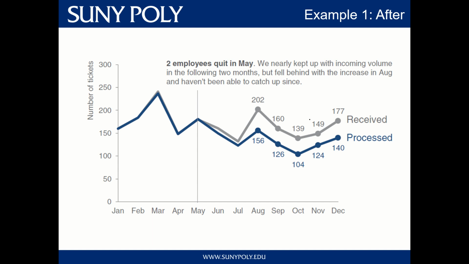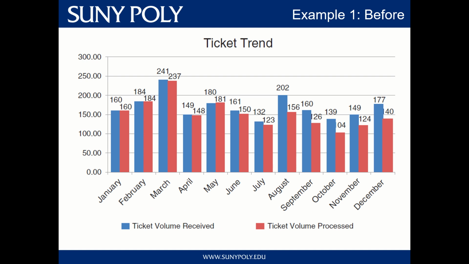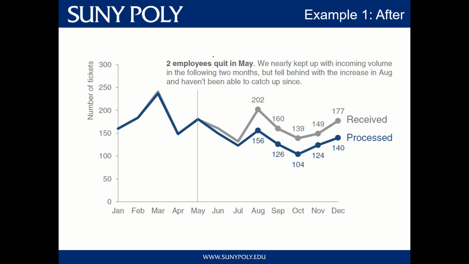So let's see. Initially, we see that the two variables are pretty much the same thing. So a good service level, but then at this specific point in May, that's where we start experiencing a gap, and it increases. And now we have some context. 2 employees quit in May, so they were able to keep up with the income volume in the following 2 months, but then it was impossible.